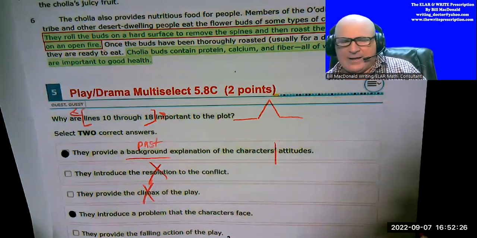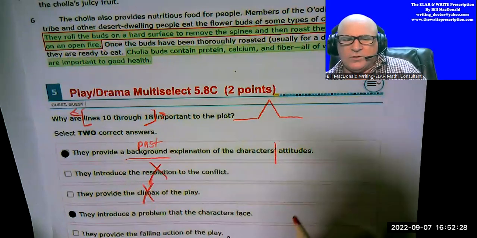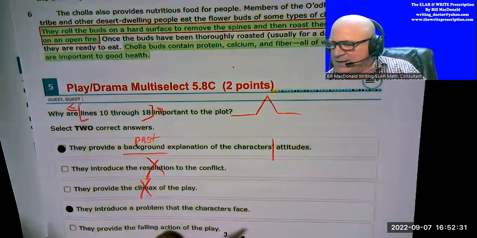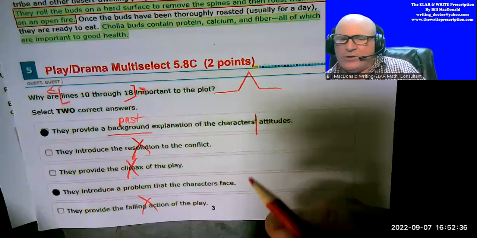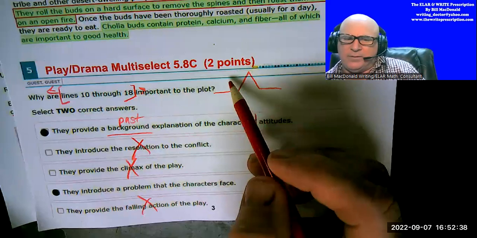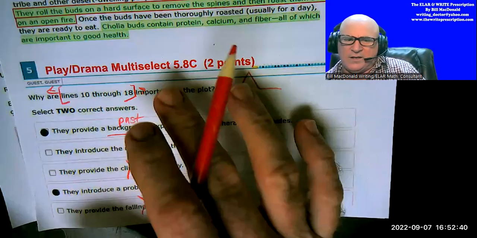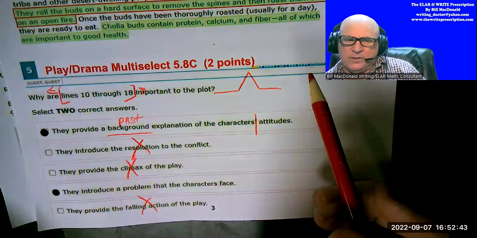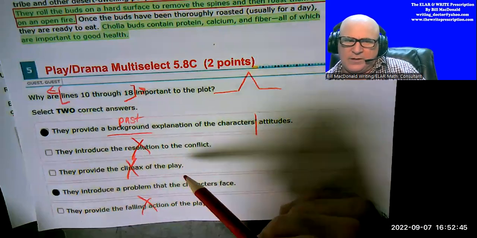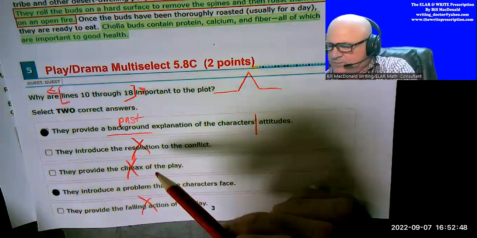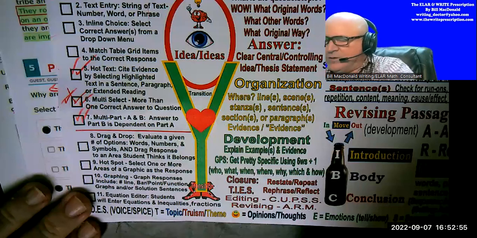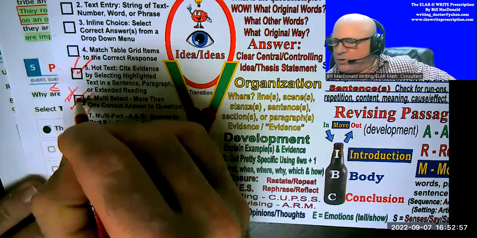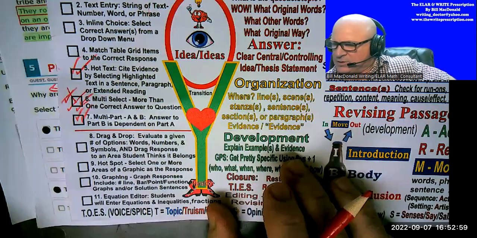They provide the falling action of the play. Well, those things are all too early. With lines 10 through 18, common sense says that when you have 60 something lines in a play, the ones that would make the most sense would be setting the background and setting the problem. So multi-select: let me go ahead and place two more check marks over here. Those are the two answers, more than one correct answer to a question.